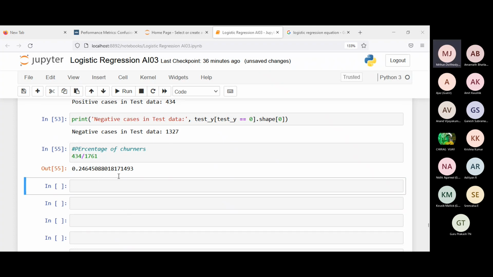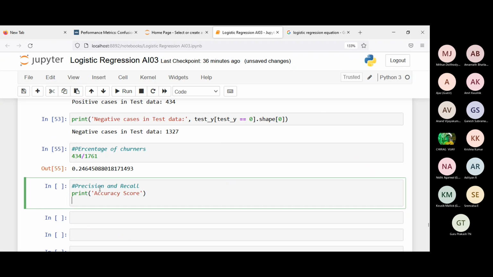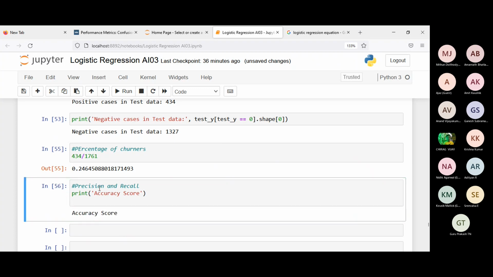Okay, now precision and recall. Let us first print the overall accuracy of the model. Accuracy we are not able to generate, is it?